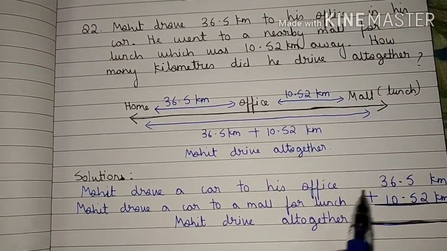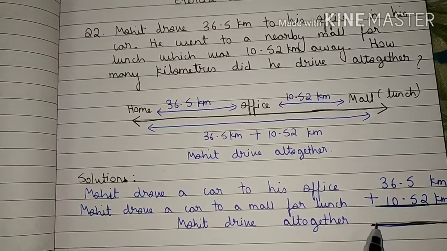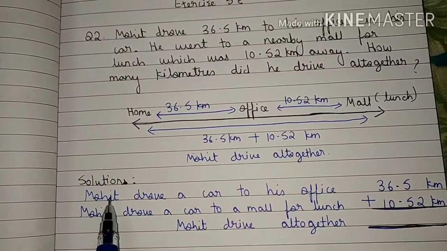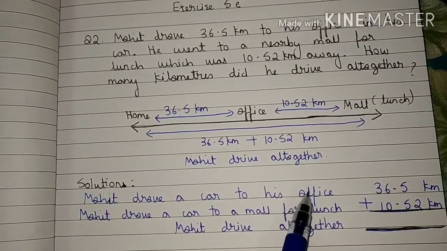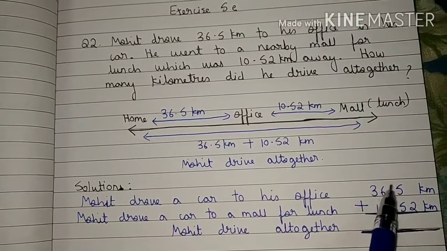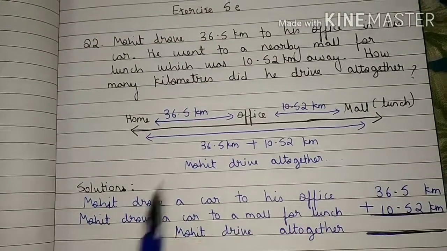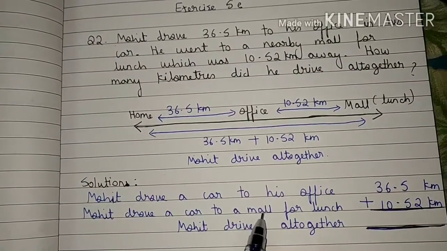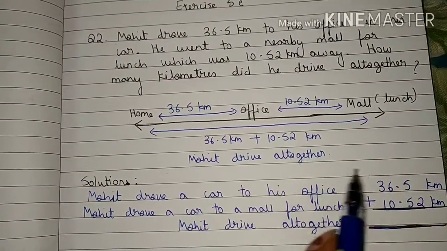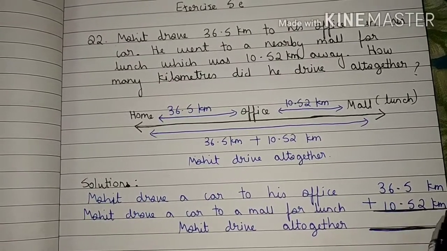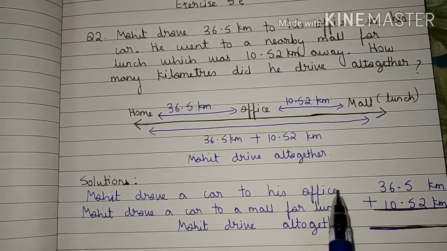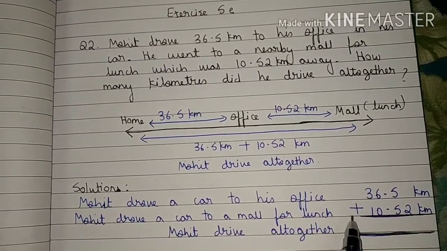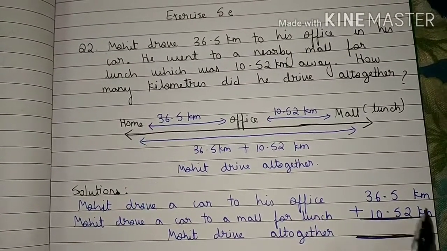So students, in this question we will do addition because from home to his office, Mohit drives a car 36.5 km. After that, from office to a mall, again he drives a car 10.52 km. So overall, he drives a car 36.5 km plus 10.52 km.